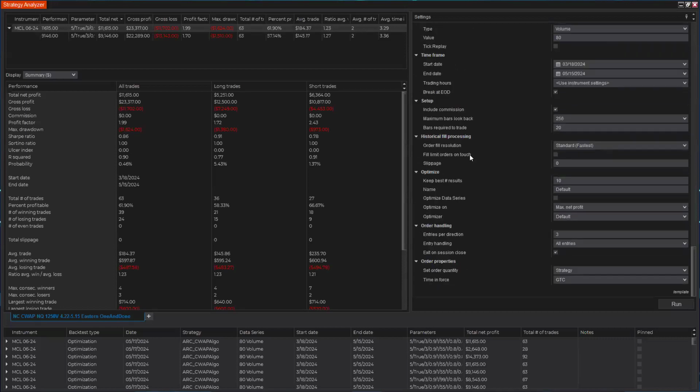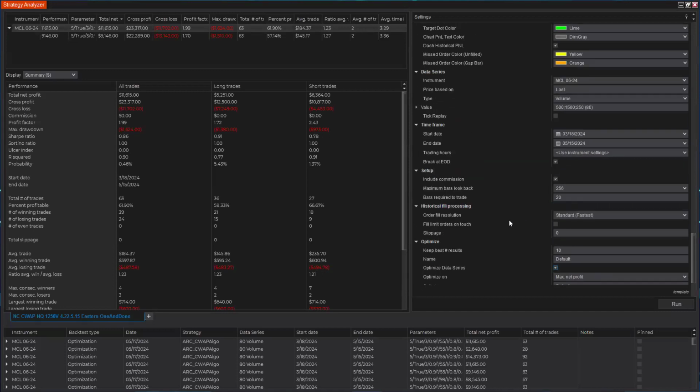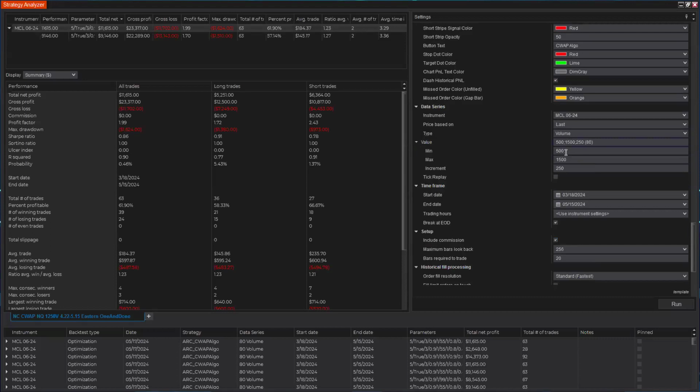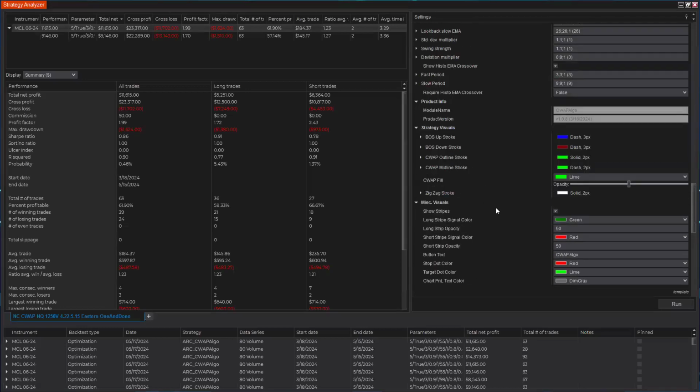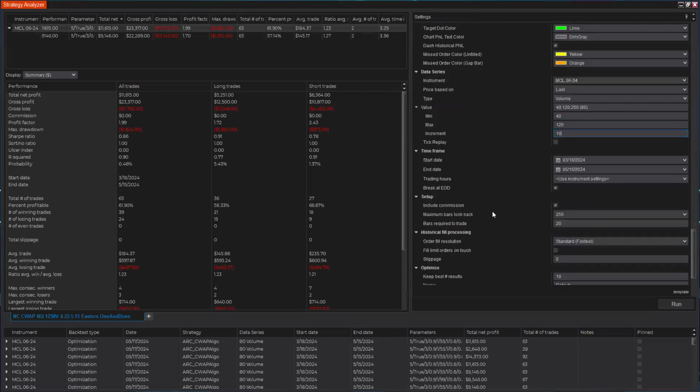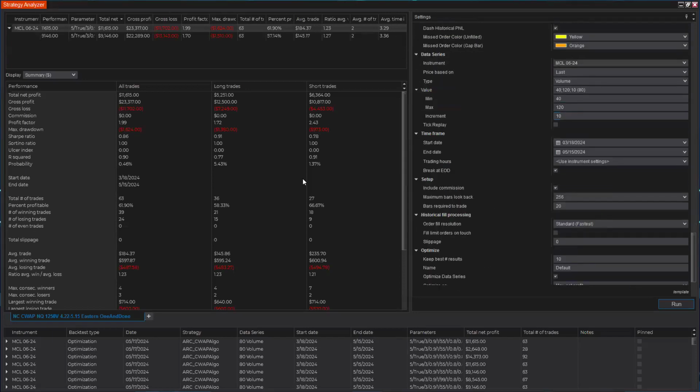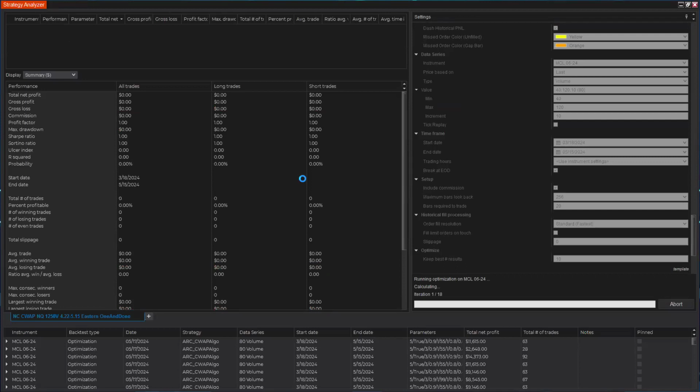So, all right, where is it? Optimize data series. Okay. No kidding. Let's do it. So currently we have an 80 for our volume. Let's go 40 to 120 by tens. And then, you know what? Let's leave the algo and the other stops against each other and see what we come up with. 18 backtests, not too bad. We can get through that quick enough.